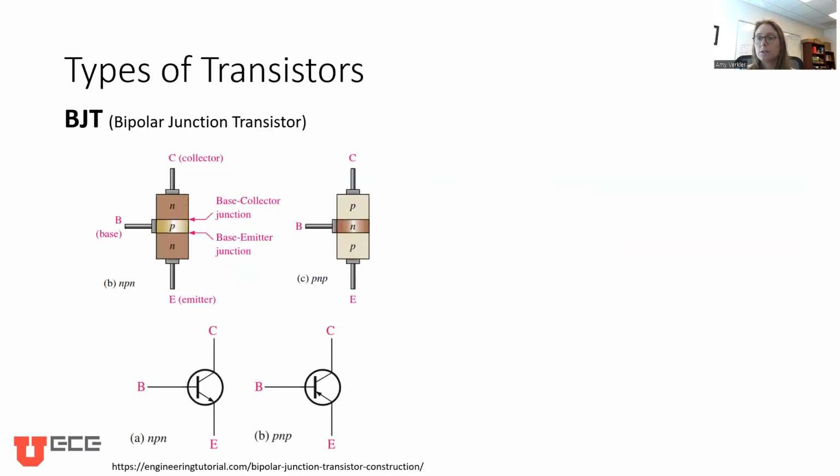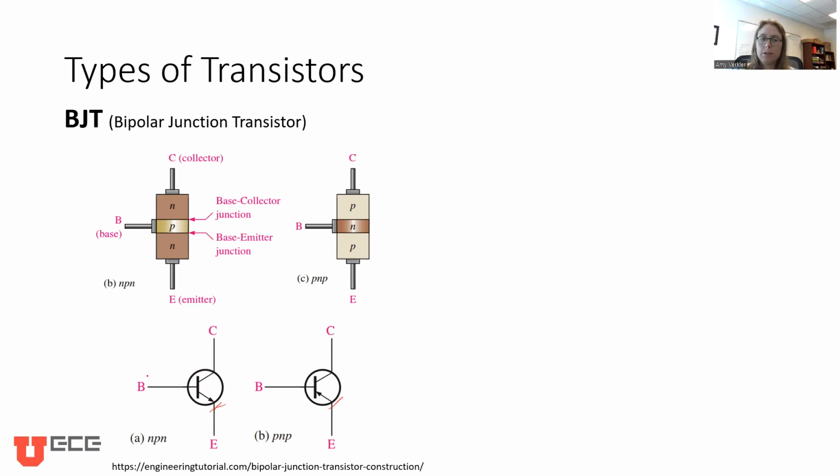Each of these types of transistors also comes in different flavors, depending on how the semiconductor materials are put together. We can either have the positively doped material in the middle or the negatively doped material in the middle. And these will then act in different ways. We normally put the arrow on the emitter, and the direction of the arrow is a reminder of which way the current would flow when this transistor is in a working configuration.